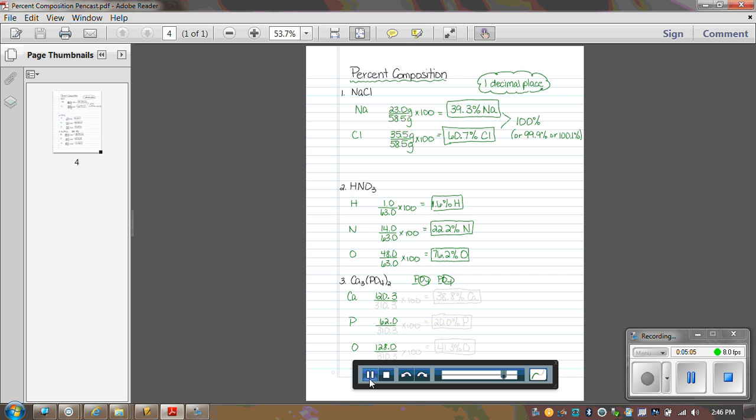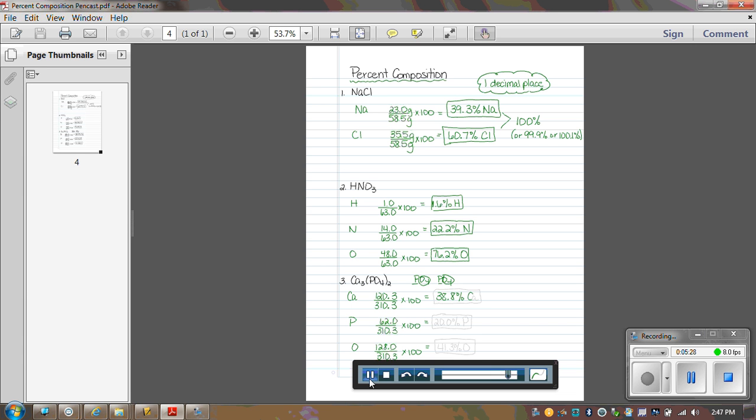Now to get the bottom, simply just add up all three of those values, which add up to be 310.3. And then multiply times 100. Again, make sure you show that step, please, or I will have to mark you off.